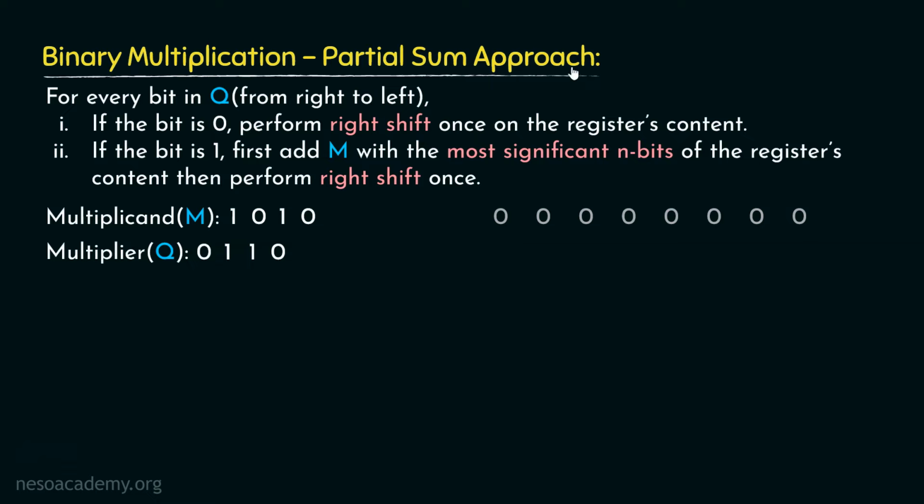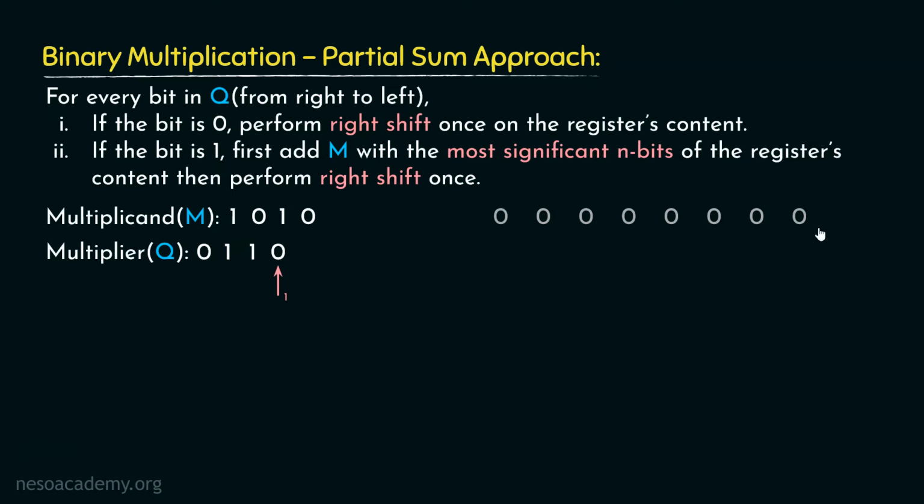Now in the partial sum approach, we are supposed to mainly focus on q, that is the multiplier. And we are supposed to traverse that from right to left, that is from the least significant bit towards the most significant bit. Let's now start the process. Observe, while we traverse this from the LSB towards the MSB, the first bit is 0, right? And what we are supposed to do when we come across the bit 0, we just have to perform right shift once on the register's content.